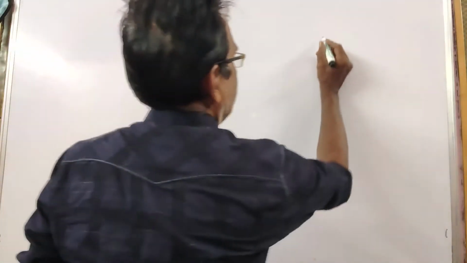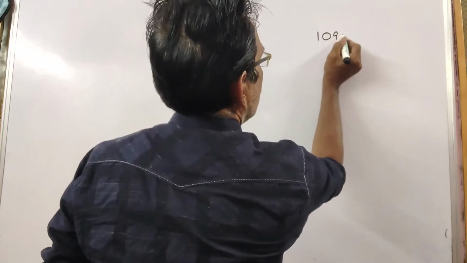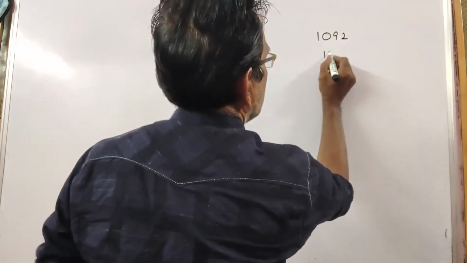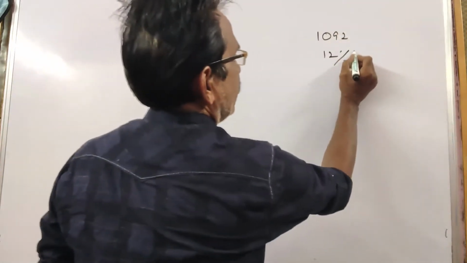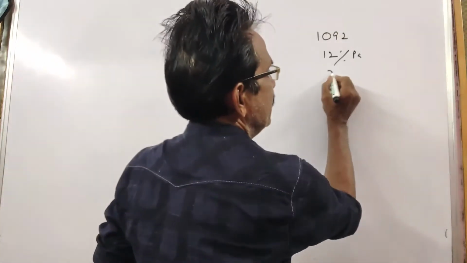In simple interest, what annual installment will discharge a debt of rupees 1092 due in 3 years at 12% simple interest? See, the total due amount is 1092. Rate of interest 12% per annum. What annual installment will discharge a debt of rupees 1092 due in 3 years at 12% rate of interest?